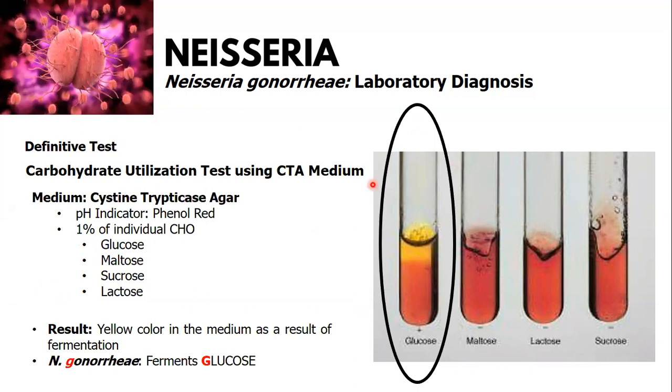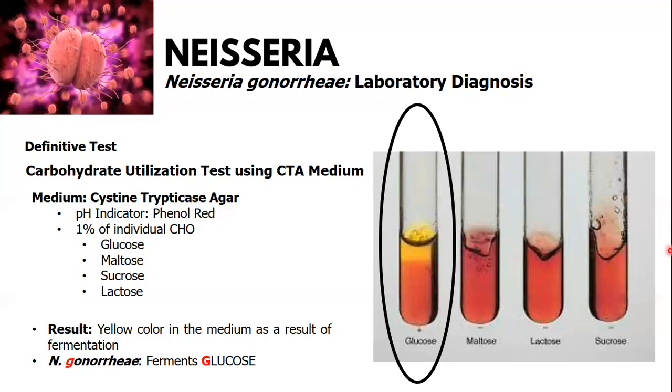So these media here are what we call the CTA media, or the cysteine trypticase agar. And these are fermentation media to determine the action of Neisseria species towards any of these carbohydrates present, whether they are able to ferment glucose, maltose, lactose, or sucrose. As fermentation media, these tubes contain the indicator phenol red that changes its color from red to yellow in the presence of an acidic byproduct.